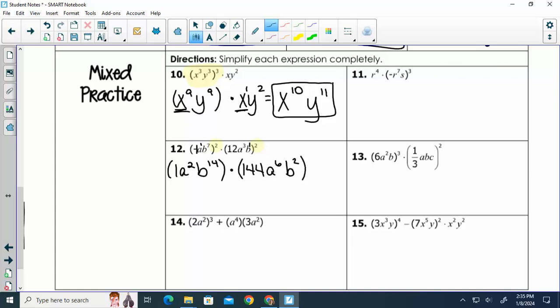Now, we are multiplying these things. So we multiply the numbers. 1 times 144 is still 144. What is a squared times a to the 6th? Since the a is written both times, you add those. B to the 14th times b squared, B to the 16th.